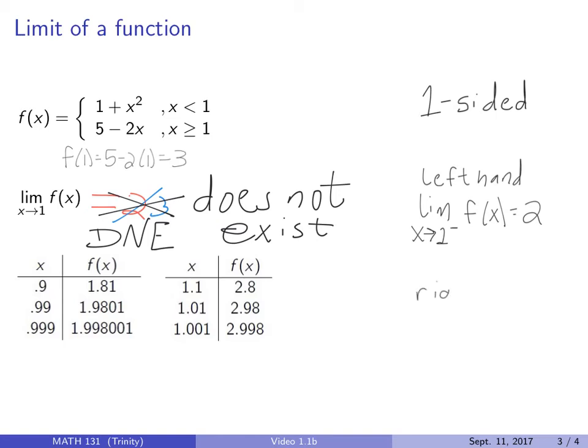And then for the right-hand limit, we use a positive sign. So we have the limit as x approaches 1 from the right of f of x, in this case, equals 3. Because as we took values of x that were slightly bigger than 1 but got closer to 1, the f of x values got closer to 3.